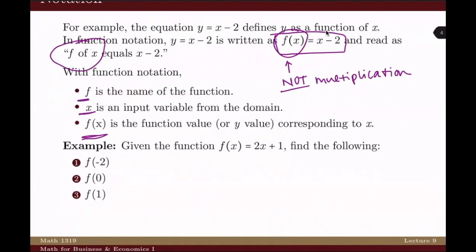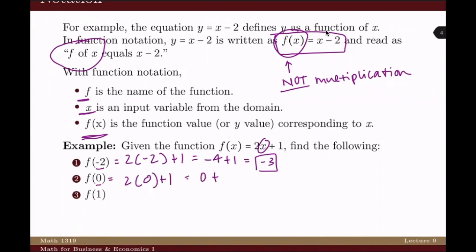So given the function f of x equals 2x plus 1, find the following. f at -2. All this is saying is everywhere we see an x, we're going to replace it with a -2. So f of -2 is equal to 2 times -2 plus 1, which is -4 plus 1, which is -3. Next, f of 0. This is going to be 2 times 0 plus 1, which is 0 plus 1, which is just 1.